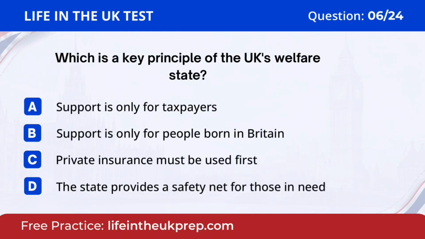Question 6. Which is a key principle of the UK's welfare state? A. Support is only for taxpayers. B. Support is only for people born in Britain. C. Private insurance must be used first. D. The state provides a safety net for those in need. The answer is D. The state provides a safety net for those in need.